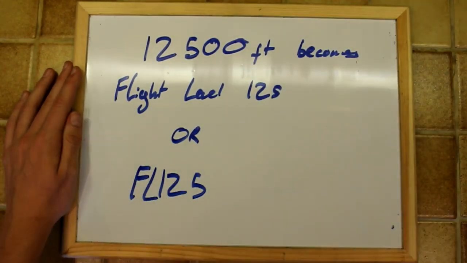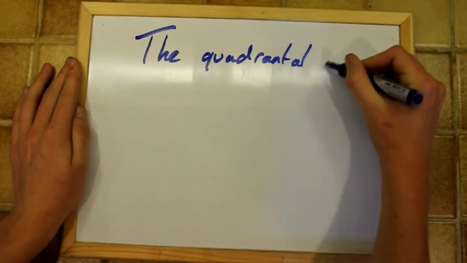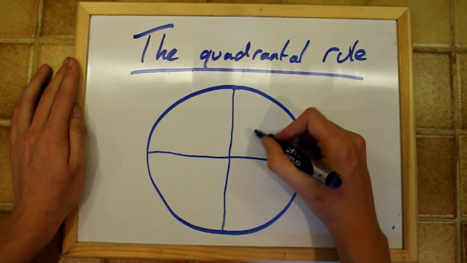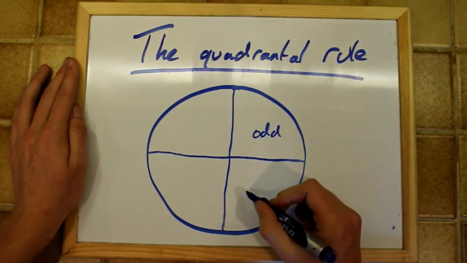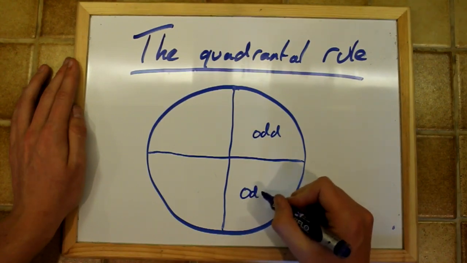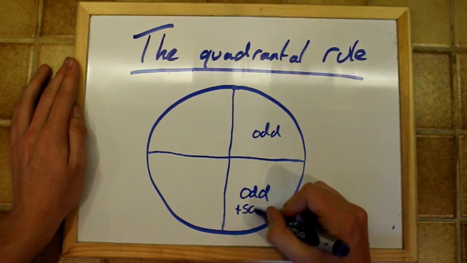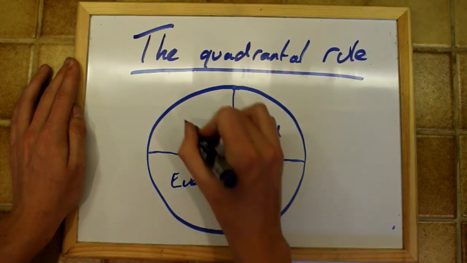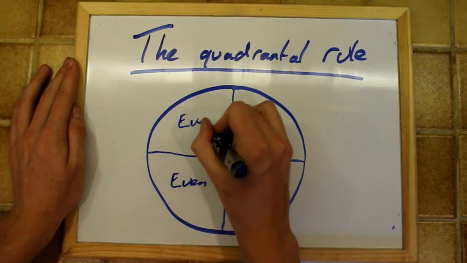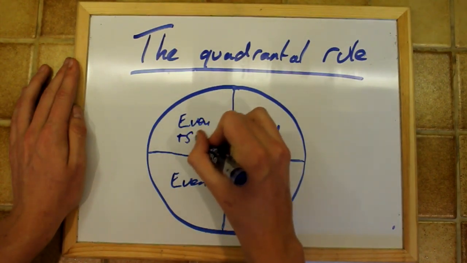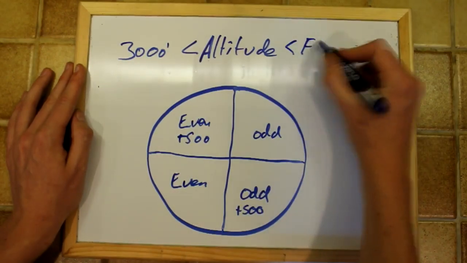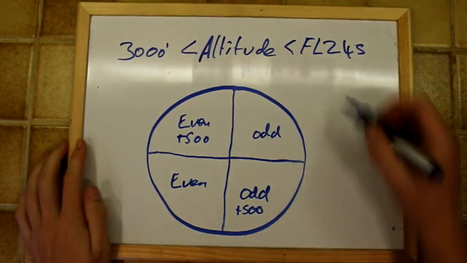Aircraft flying above the transition altitude should be flying at an altitude in accordance to the quadrantal rule. This is as follows. If you're flying between north and 89 degrees, you should be flying at an odd altitude. If you're flying between 90 and 179 degrees, you should be flying at an odd altitude plus 500 feet. Between 180 and 269 degrees, at an even altitude. And between 270 and 359 degrees at an even plus 500 altitude. This rule applies above the transition altitude and below flight level 245.